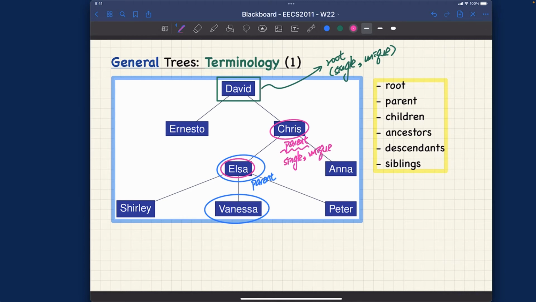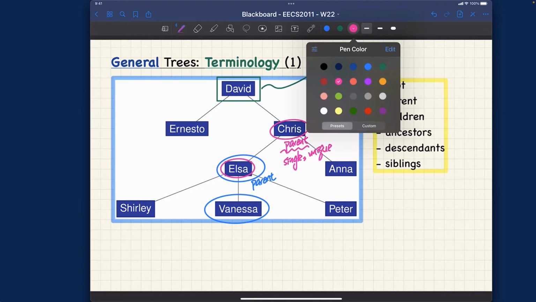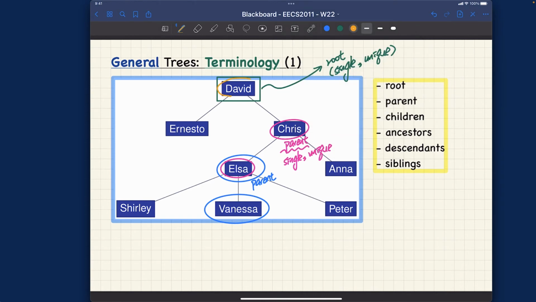However, there's one exception, which I'm going to point out. What about the root of the tree? In the case of David, you don't have any node immediately above the root, because the root is already the top element. There's no node above the top. So in this case, this is the only node without a parent.